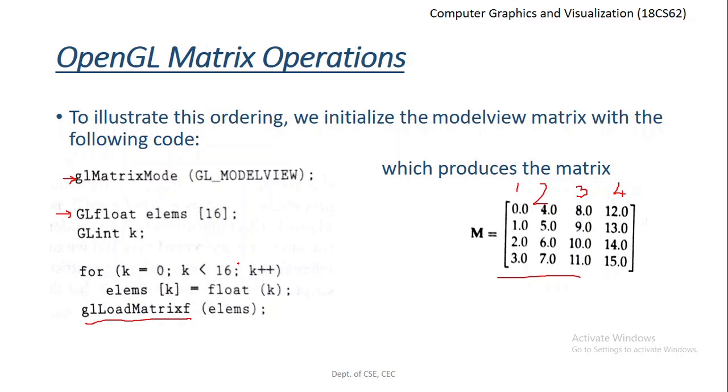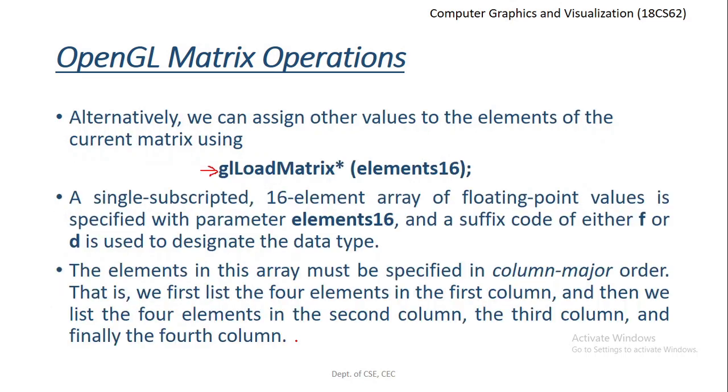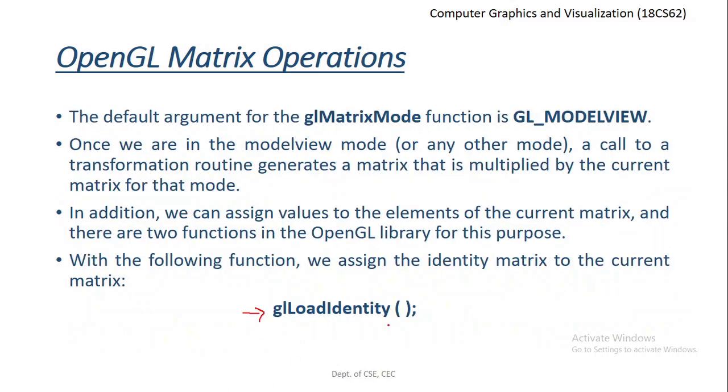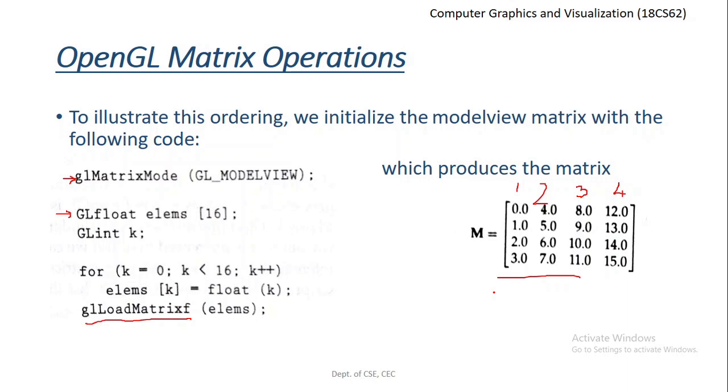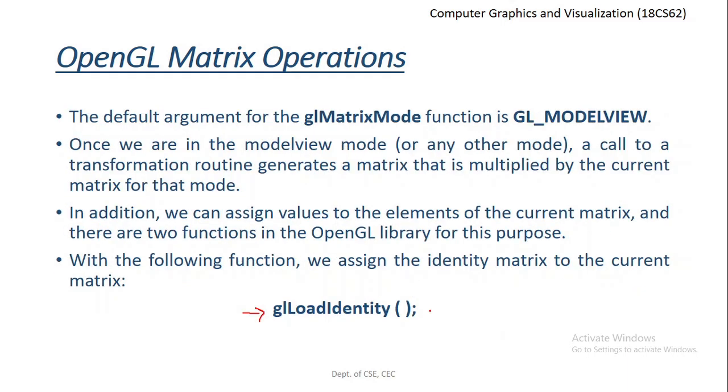What is the function you have used? The function you have used is glLoadMatrix. To set the current matrix, you are using the function glMatrixMode. If you want to set this GL model view to contain the identity matrix, you don't have to write all these things. You can just replace all these things with a single function, glLoadIdentity. That will assign the identity matrix to the current matrix.